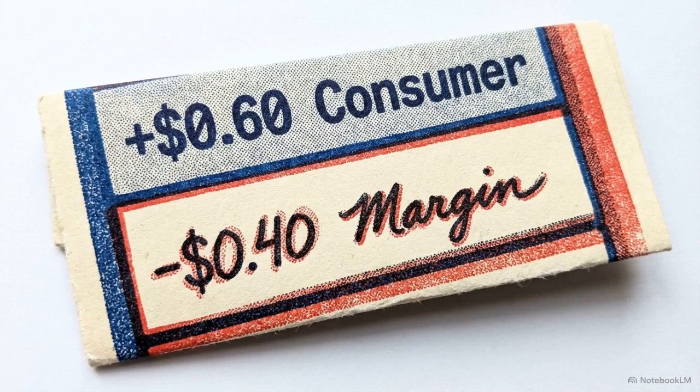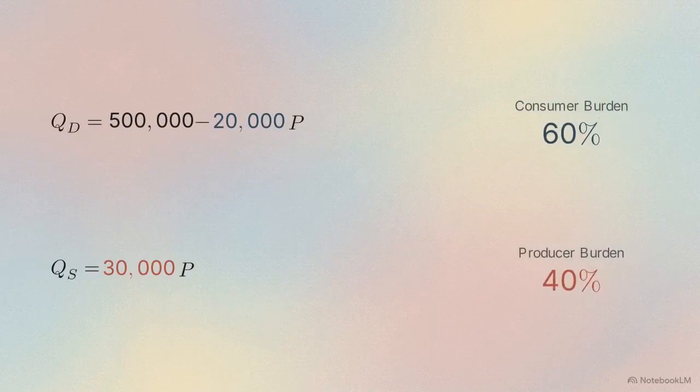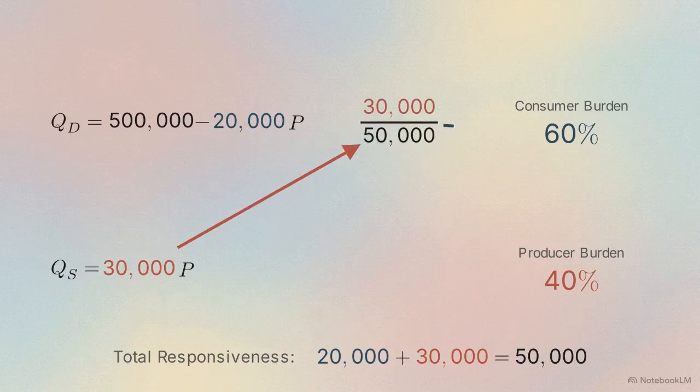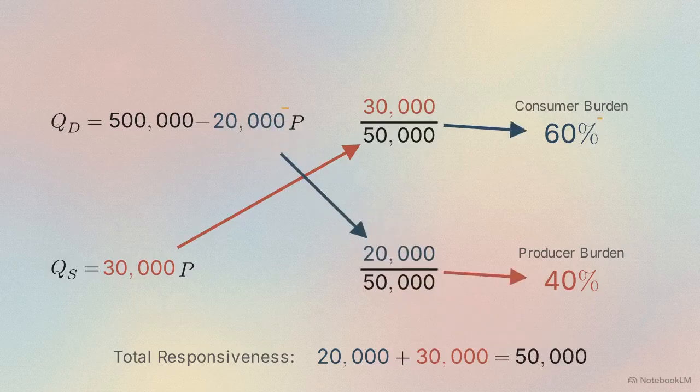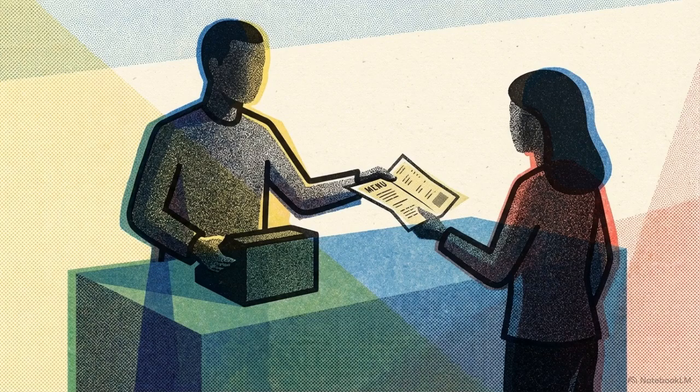The result is a clean split. The consumer pays 60 cents more per unit, and the producer receives 40 cents less. This 60-40 split maps directly to the ratio of the coefficients in our original equations. Incidence is simply a mathematical function of relative elasticities. Rigorous math proves that the economic burden shifts predictably. The statutory target is irrelevant to the final distribution of the cost.